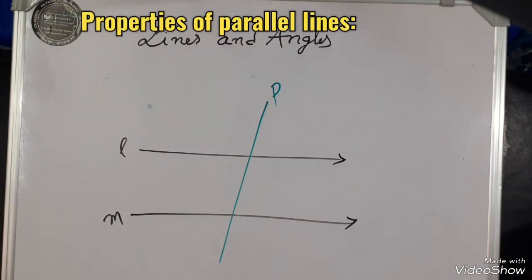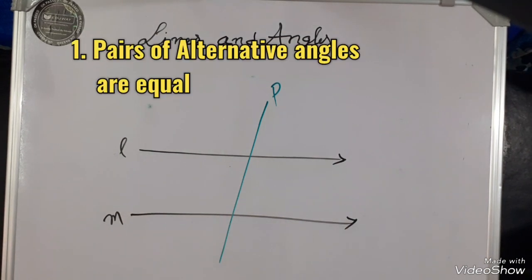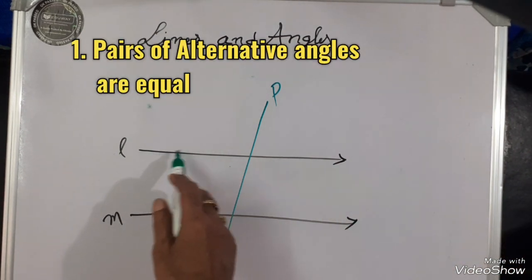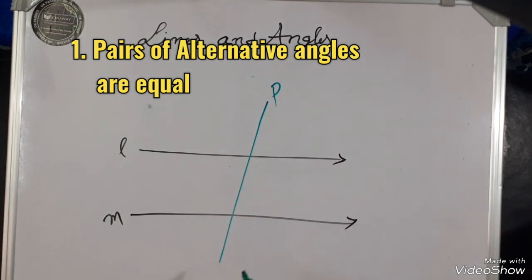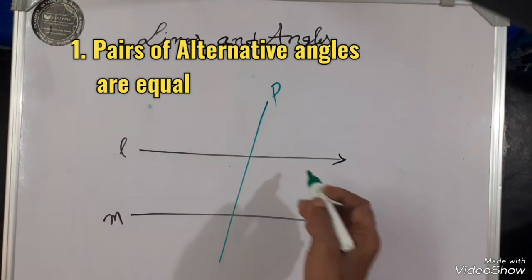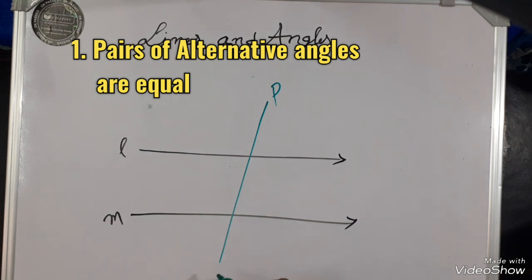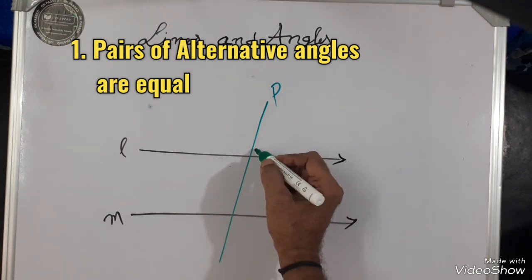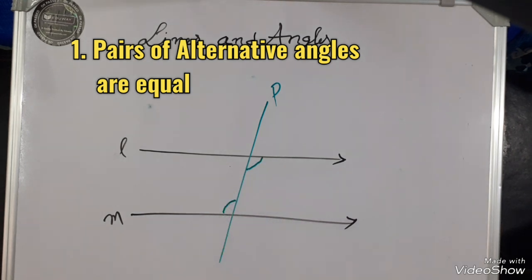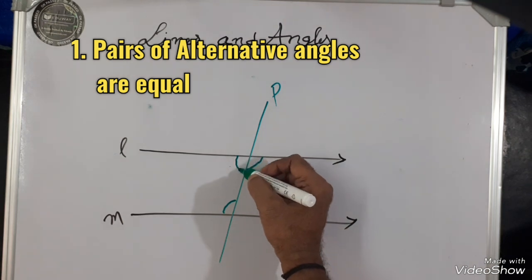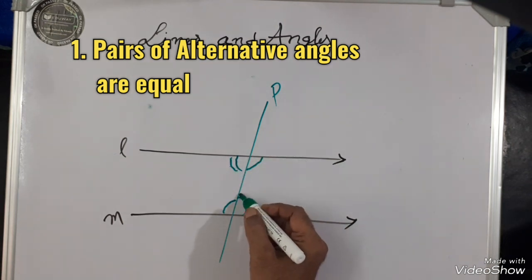So here you remember one thing. When two lines are parallel, parallel means there is no common point for both the lines, even if they are extended. So when two lines are parallel and P is a transversal, 8 angles are formed. Then first, their alternative angles are equal. These two angles are equal, and like that, these two angles are also equal.